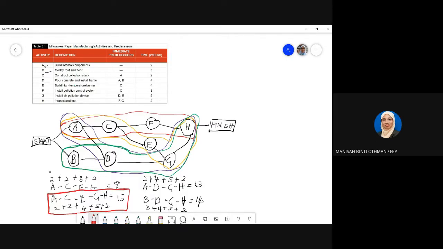So this is the longest path, which means that the duration for this project is 15 weeks. So the project duration is based on the longest path here. To complete this project, we need about 15 weeks. Critical activity.